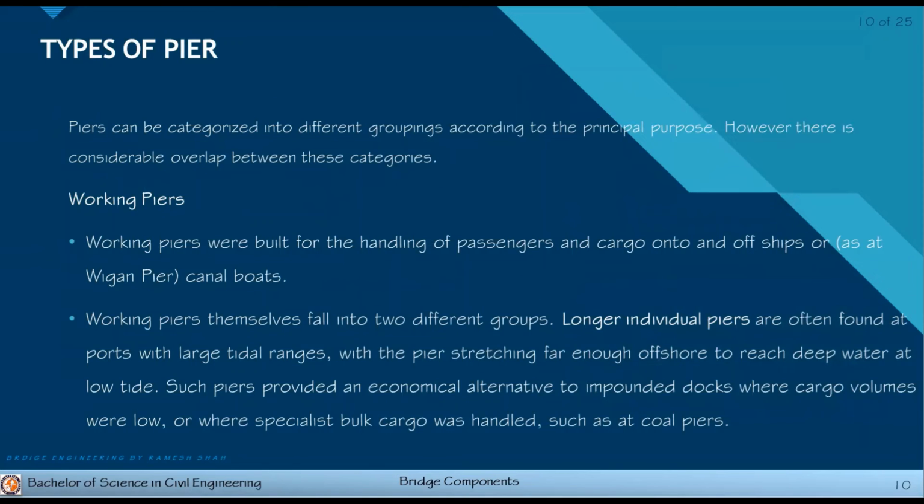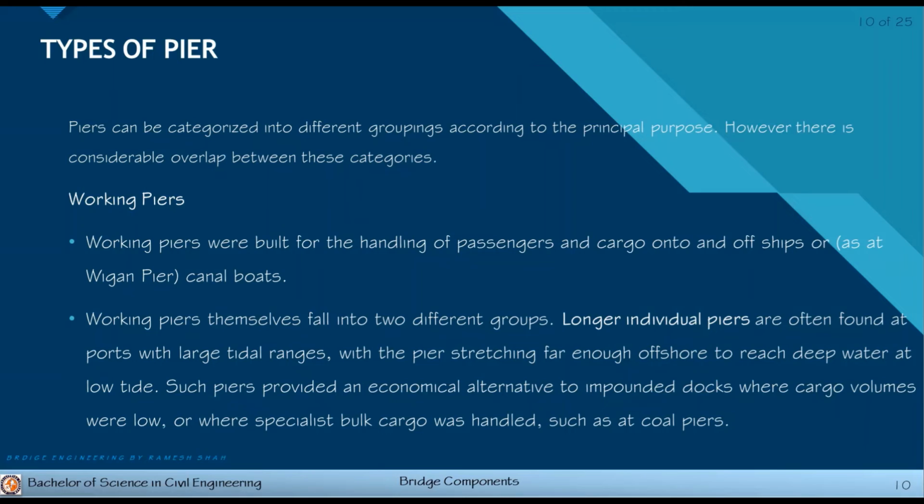So piers can be categorized into different groupings according to the principal purpose. So nakadepende siya sa purpose o kung ano ang gamit ng pier. However, there is considerable overlap between these categories. So we have working piers. From the word working, it is built for handling of passengers and cargo onto and off ships or from one place to another.